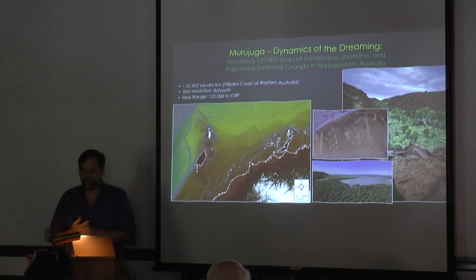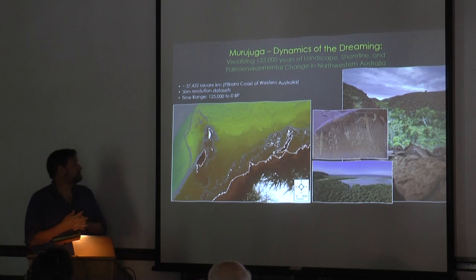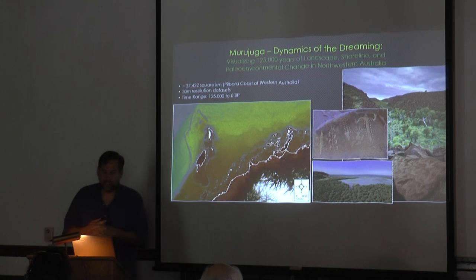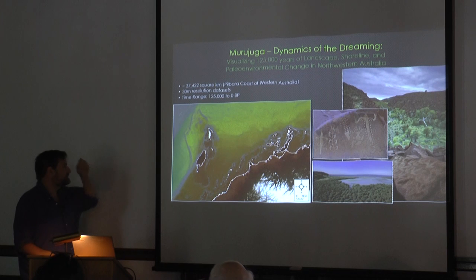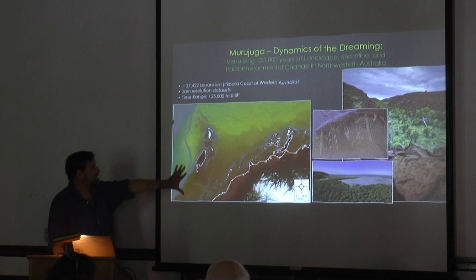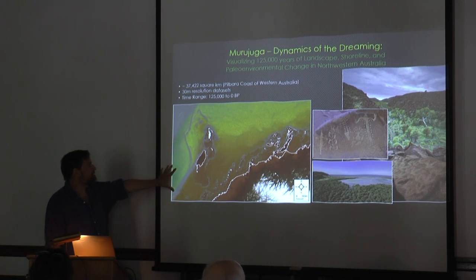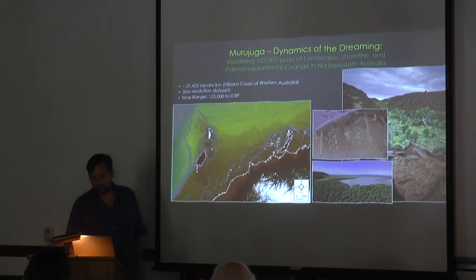project I want to talk about is the Murujuga project. This is Joe McDonald and Peter Veth's project in northwestern Australia, and I got involved with this back in 2015. Part of my job was modeling the changing shoreline over time in this part of northwestern Australia. So I was dealing with a combined topographic bathymetric database from Geoscience Australia, and the resolution on this database is fairly poor in a lot of ways, and the bathymetry particularly when you get into the shallow water areas.